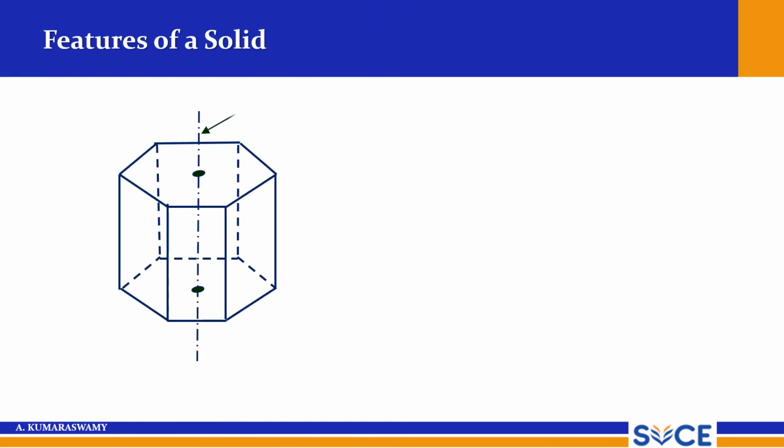Features of a solid. So this is the axis. This passes through the center of the bases, obviously through the center of gravity also. These are known as bases, and the side faces are known as lateral faces.